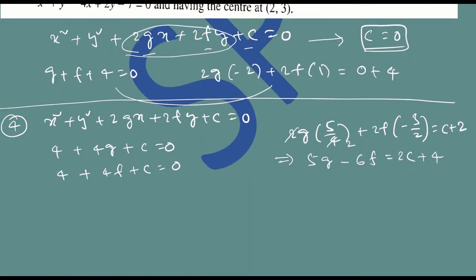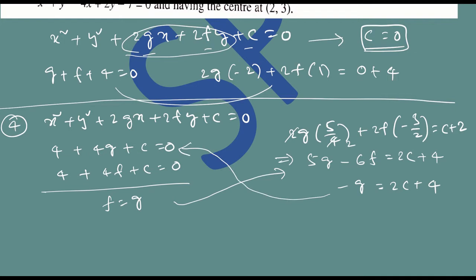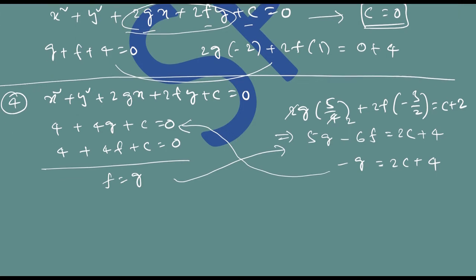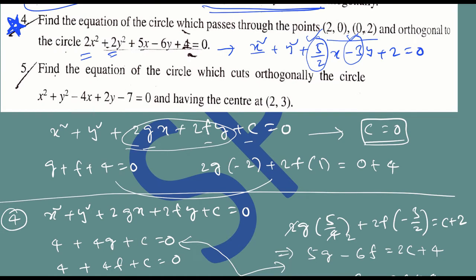Now observe that here if I subtract one from the other, I am getting f equal to g. Now using f is equal to g in this, I am getting minus g is equal to 2c plus 4. Now substitute that g value here, you will get your c value. And then once you have c, you will get g again. Everything you know how to complete this problem. I leave it there. But I want you to observe that here I am going to teach you another method for the same problem.